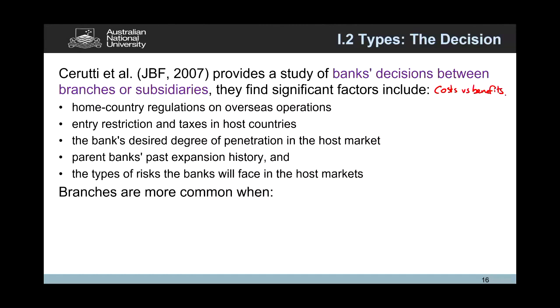So if we are thinking about the costs, we have to think about the home country regulations on overseas operations. As we talked about, a lot of countries have pretty loose regulations on foreign operations, and so this could become a good proponent for having a branch rather than a subsidiary, because once you are incorporated as a subsidiary, as a local company, then you are subject to home country regulations, right? Yes?